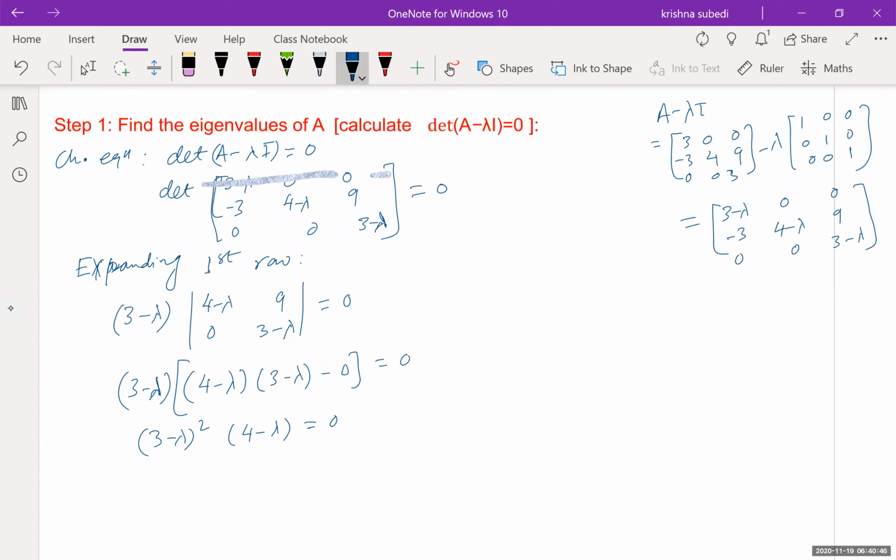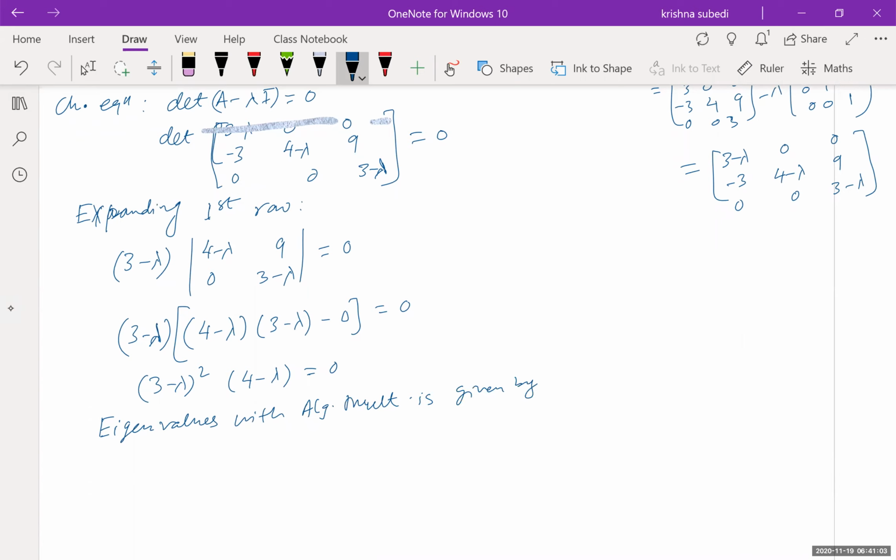Now, what are the eigenvalues? The eigenvalues with algebraic multiplicity are given by lambda equals 3, algebraic multiplicity is 2, lambda equals 4, algebraic multiplicity is 1. Is there any question so far? No. Okay. Step 1 is done.